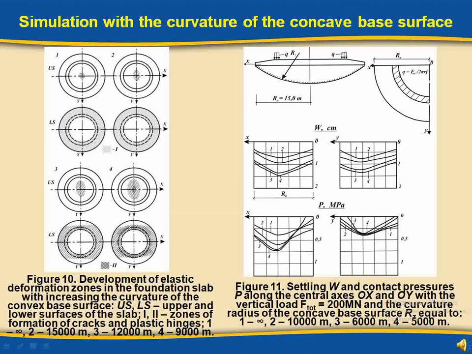Simulation with the curvature of the concave base surface. With the same slab characteristics and total vertical loads F1 equal to 200 MN and F2 equal to 300 MN, it is necessary to determine the stress-deformed state of the foundation slab by increasing the curvature of the concave base surface along the y-axis, i.e. υ(r,φ) equals υ(x), Figure 11, Figure 12, Figure 13.